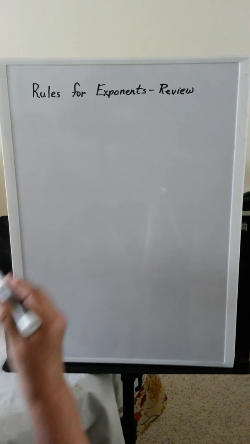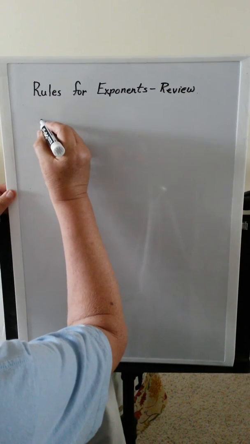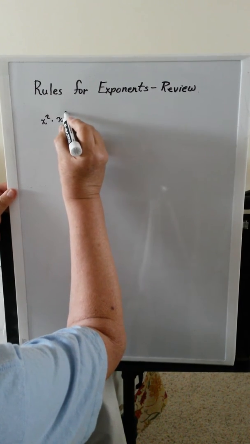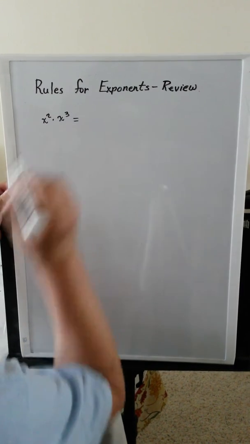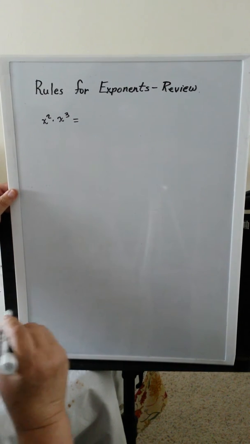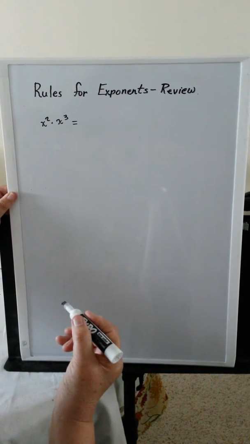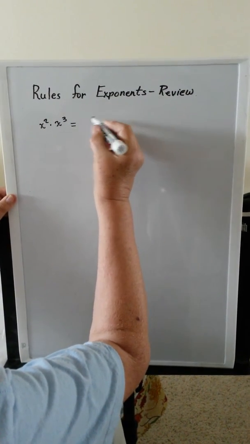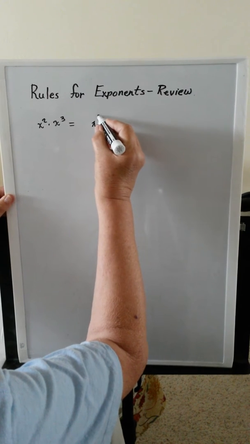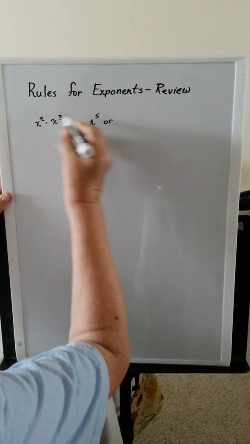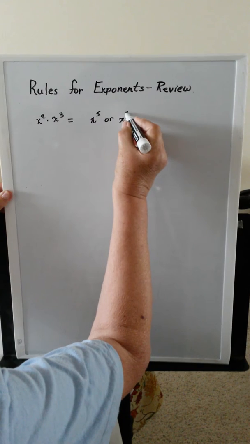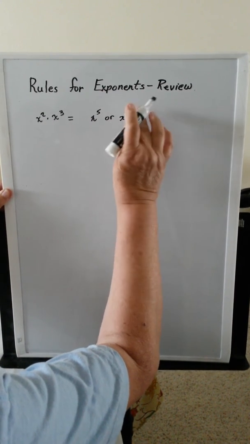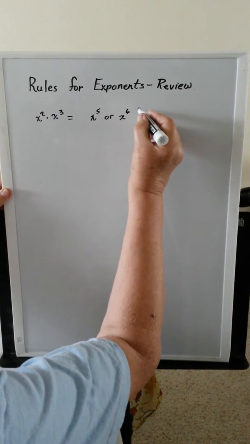Okay. So to start with, we'll take an example, x squared times x to the third power. We already did this, but I know by the end of the chapter, sometimes you get the rules mixed up. Do you do 2 plus 3, x to the fifth? Or do you do 2 times 3, x to the sixth? Some of you probably already know the right answer, but some of you are still not exactly sure.